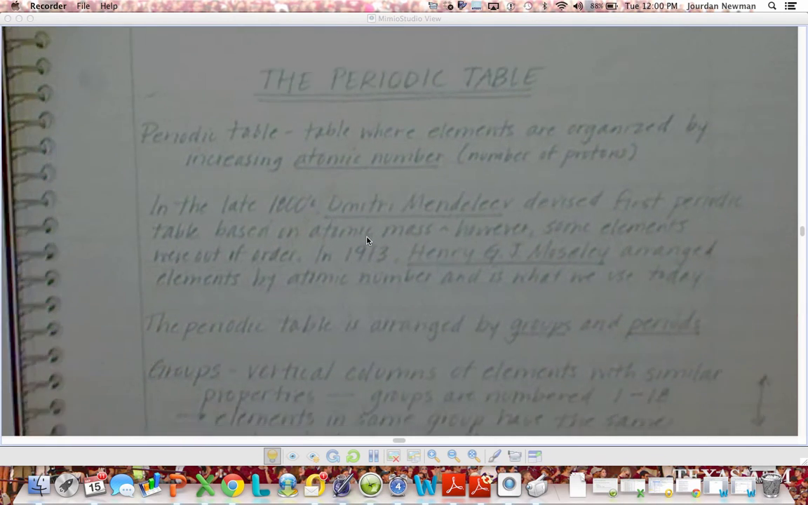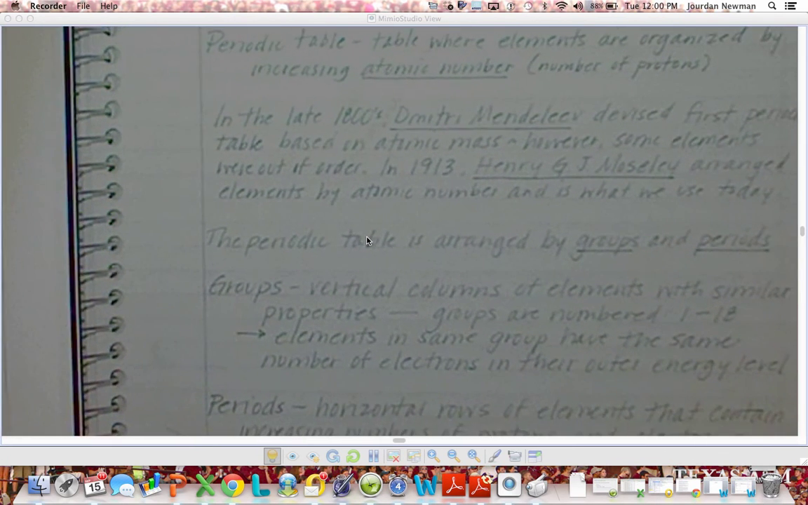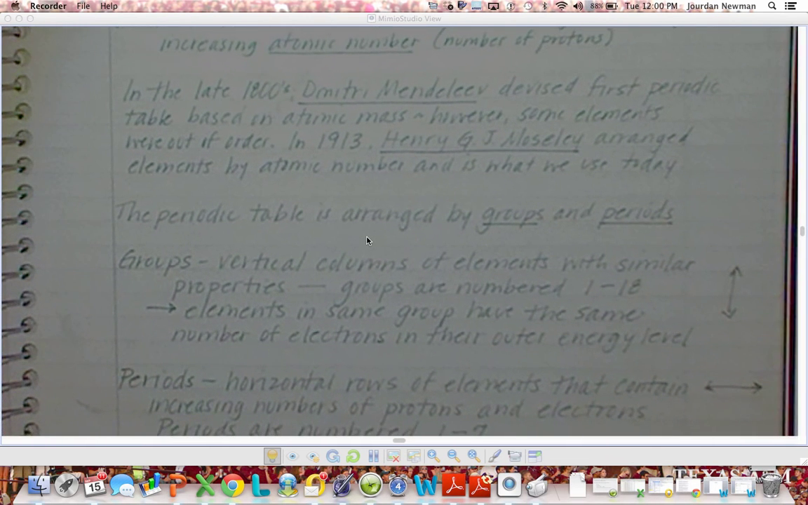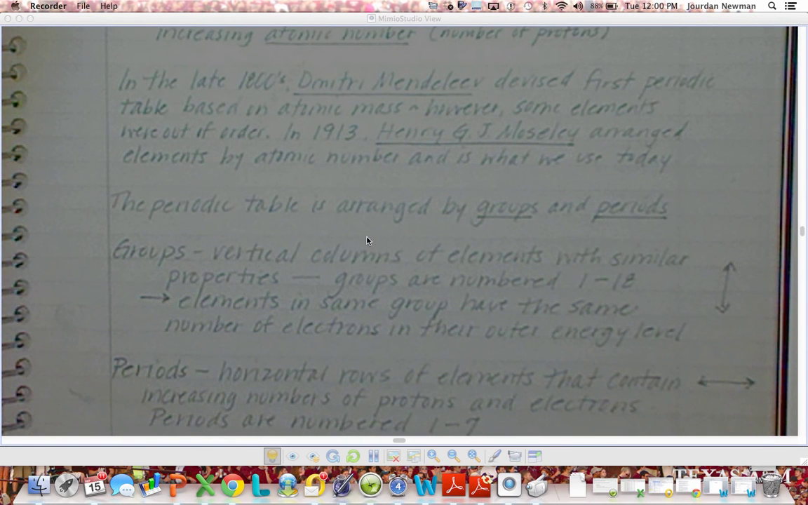The periodic table is also arranged in groups and periods. Our groups are vertical columns. Same thing that you would call a column is a group. We also sometimes call them families, so you might want to write that down as well because those words are interchangeable. Everybody in the same group has very similar physical and chemical properties. Groups are numbered 1 through 18. And everybody in the same group has the same number of valence electrons.